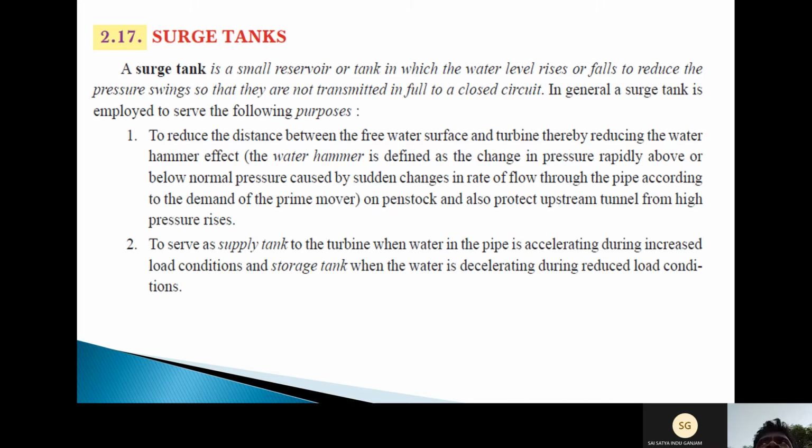A prime mover means a machine which generates power by utilizing some form of energy is called a prime mover.